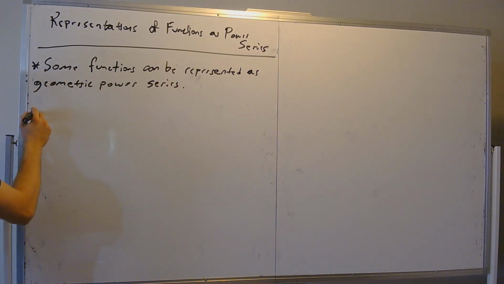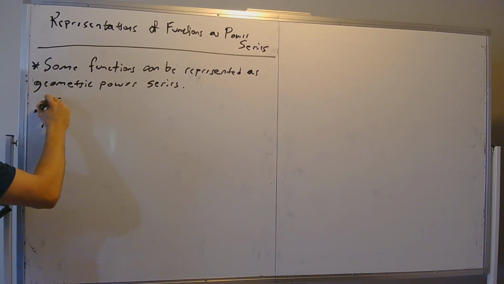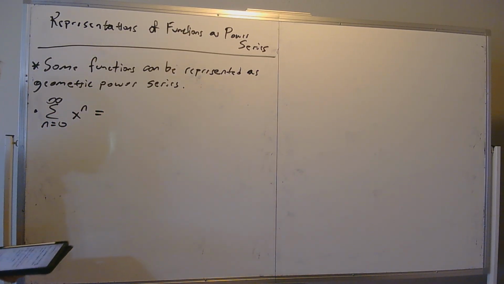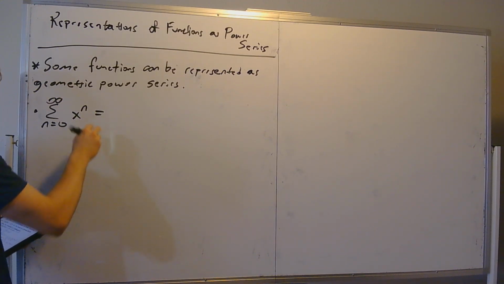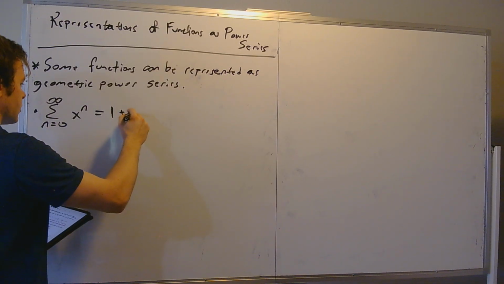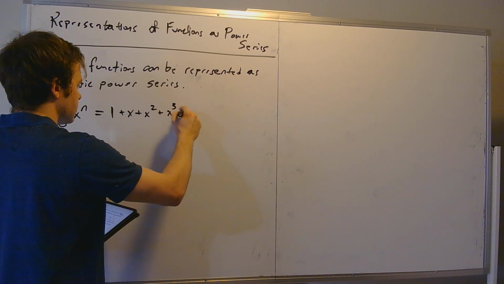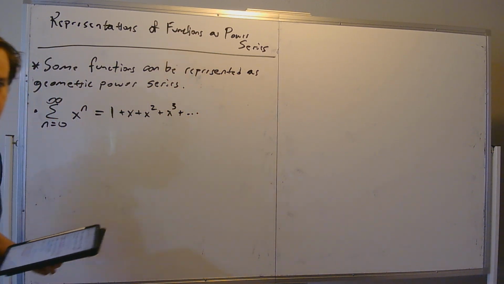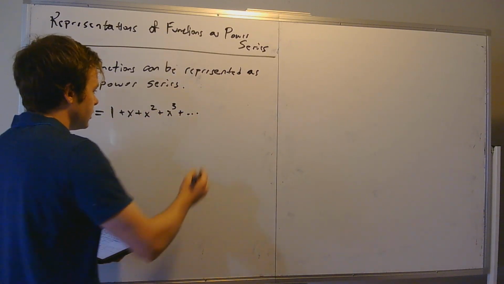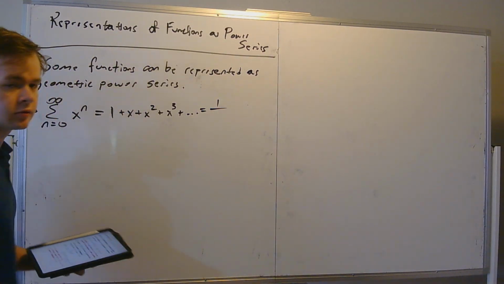And our first example would be, let's say we have something like the sum from n equals 0 to infinity of x to the power of n. Let's write out what the terms are going to look like here. If we plug in n equals 0, we're going to get 1 plus x plus x squared plus x cubed plus and so on. We just get higher and higher powers of x, x squared, x cubed, x to the fourth, and so on.